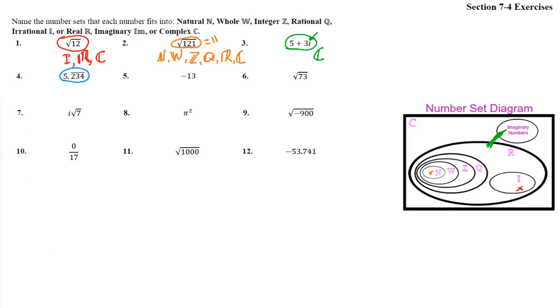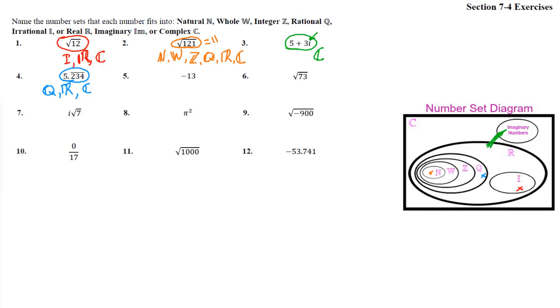Number 4, this guy right here, 5.234, 234, 234. It repeats that pattern, which means if it's a repeating decimal, it is a rational number. So it is not integer, whole, or natural, but it is rational. So let's put that one in. It's a rational number, which means it's also within the real numbers, which is within the complex numbers.